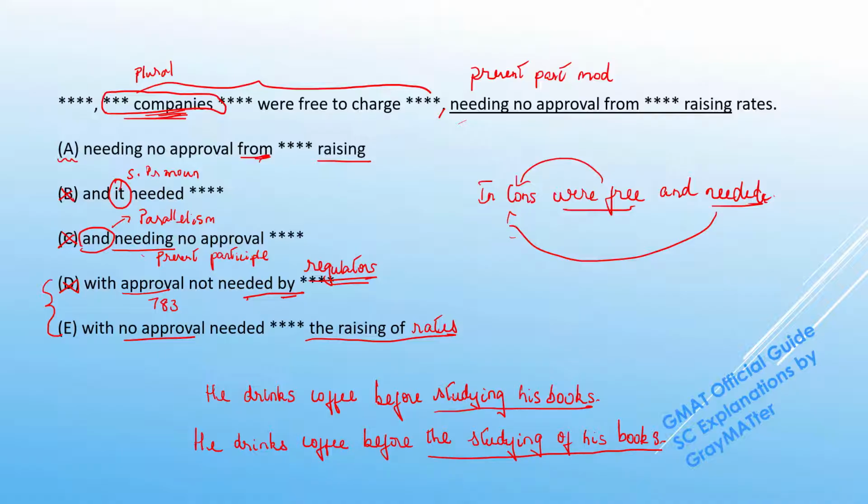So when we put it across as studying his books, it becomes very obvious that he drinks coffee before he studies. But if we say he drinks coffee before the studying, it refers to an action, but it does not logically indicate that it is an action performed by him. So it is very understandable that the first construction is the very straightforward and appropriate construction. E goes off. Our right answer choice is A itself.